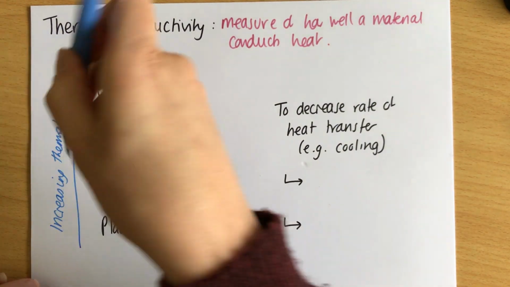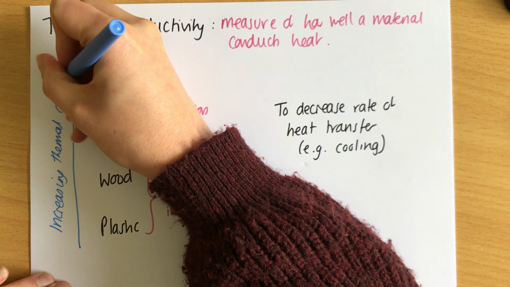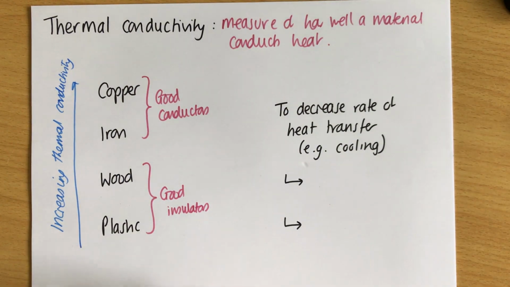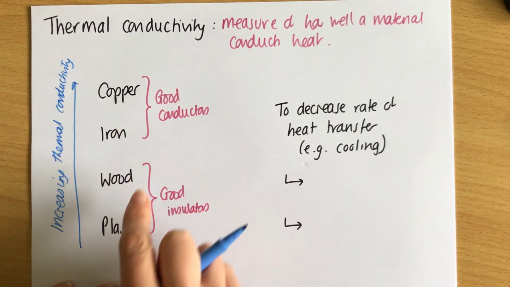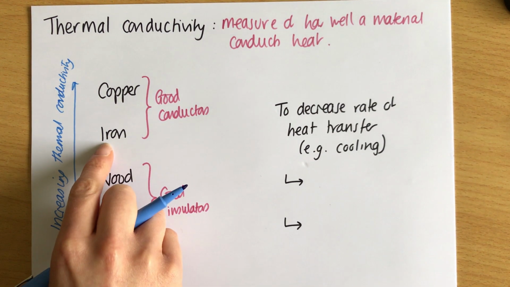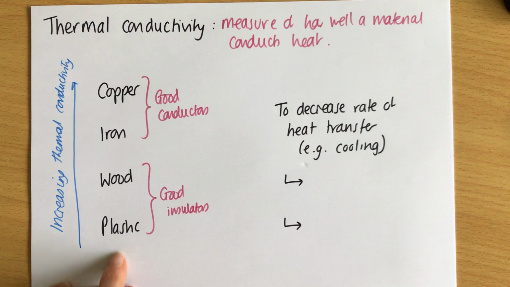There we go. So increasing thermal conductivity. I'm really wary now of making my, it's a very homemade setup to try and keep my phone suspended above the page. So we're increasing our thermal conductivity as we go from the good insulators to the good conductors. Plastic is a better insulator and a worse conductor than wood, and iron is a good conductor but not as good as copper, so it goes up in this order.